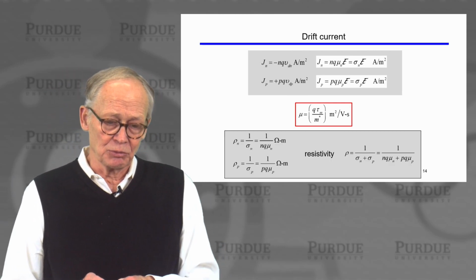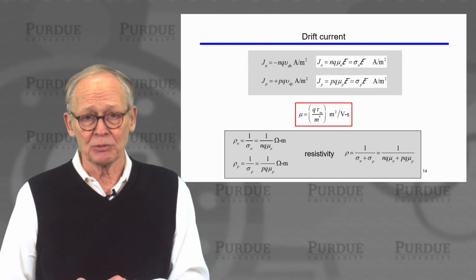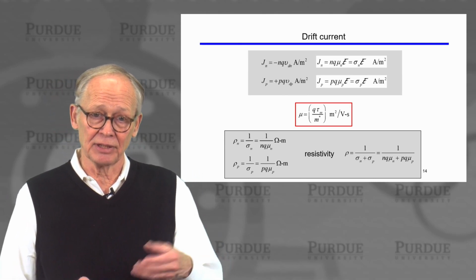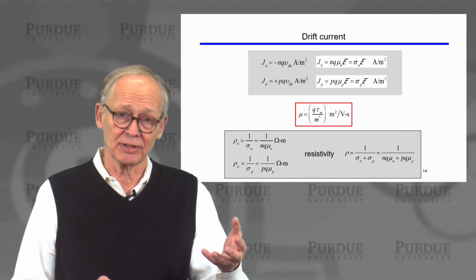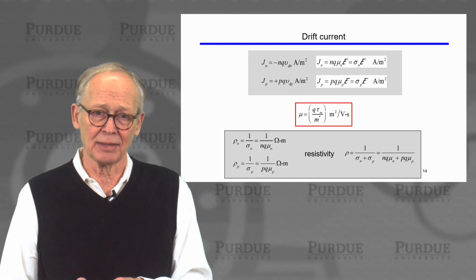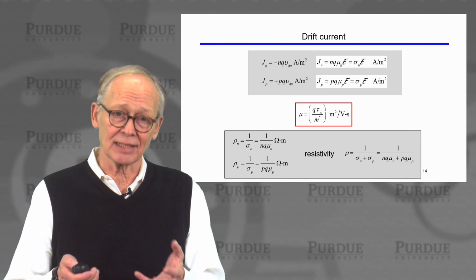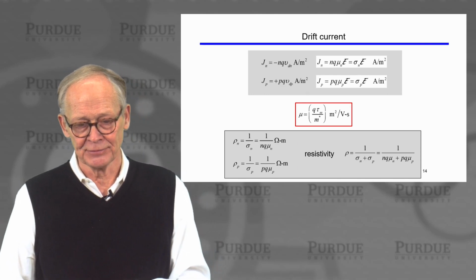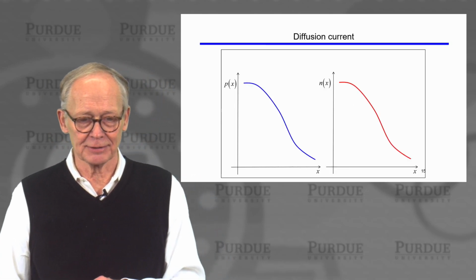And we also talked about resistivity and conductivity. Conductivity is nqμ or pqμ. Resistivity is 1 over conductivity. So we have a resistivity for electrons, we have a resistivity for holes. In an n-type semiconductor, the resistivity for electrons dominates. In a p-type material, the resistivity for holes dominates. In general, we'll have both electrons and holes. The total conductivity is the sum of the two conductivities. The total resistivity is 1 over the total conductivity. So resistivity and conductivity are important semiconductor parameters.